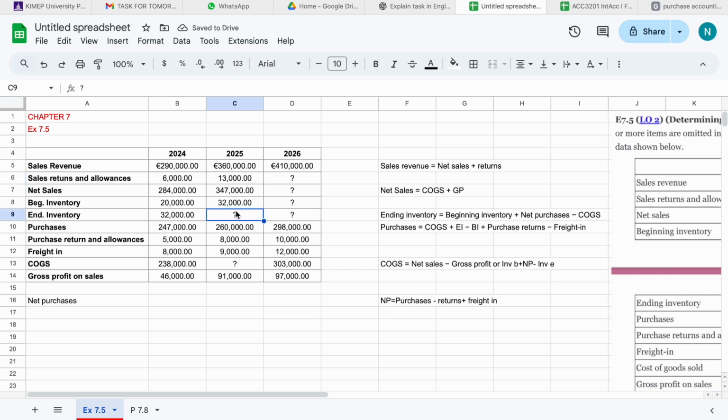To find the ending inventory, we have to find cost of goods sold first. Cost of goods sold is the net sales minus gross profit. To find the ending inventory, we have to calculate net purchases first, which is purchases minus returns and allowances, plus freight-in.